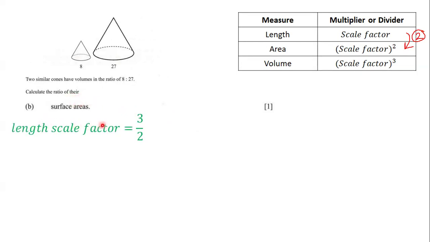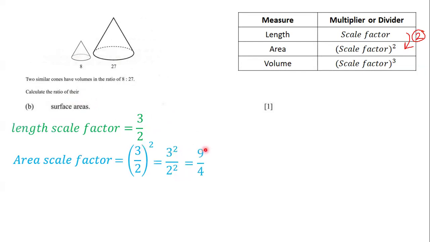We know that the length scale factor from the previous question is 3 over 2. In order to figure out the area scale factor, we're going to square it. So we say 3 over 2 squared, which means 3 squared over 2 squared. 3 squared is 9 and 2 squared is 4. And so the ratio of their surface areas is 4 to 9, and that's the answer to this particular question.